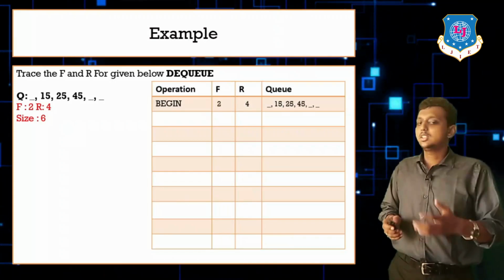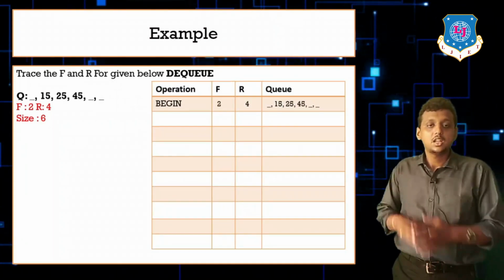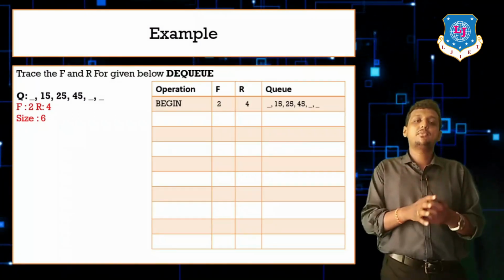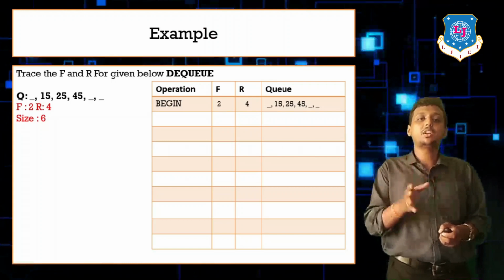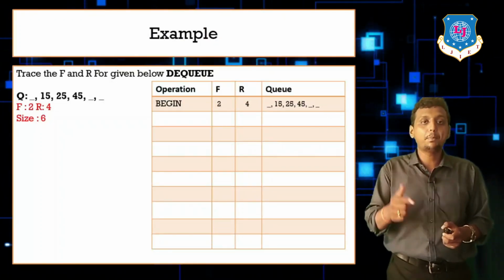What happens? So this is the beginning. You just need to make a table like this, with operations, front, rear, and Q. Okay. Here is my beginning. At the beginning, my front is at 2, rear is at 4. Now let me check the various operations from here.